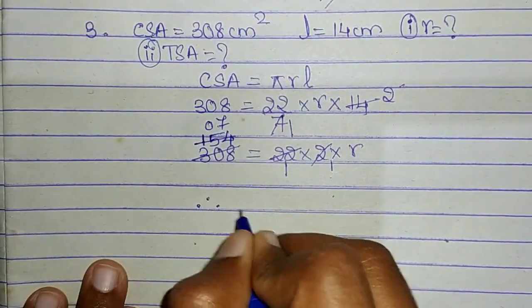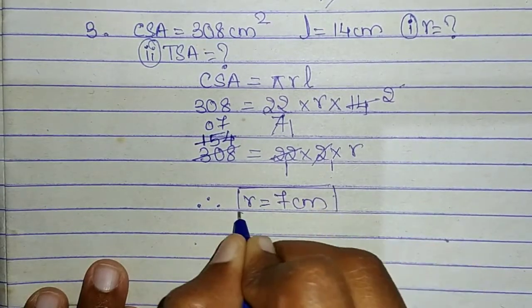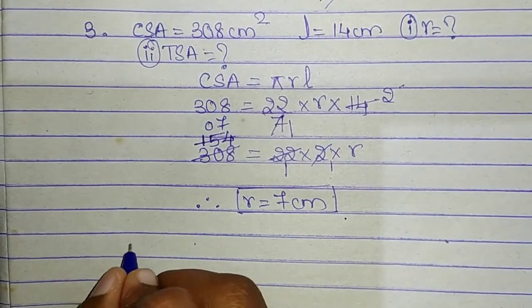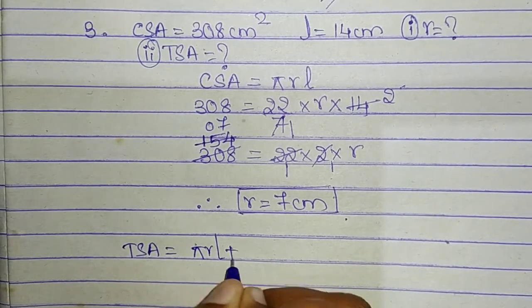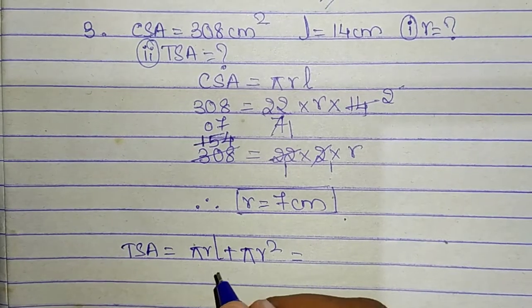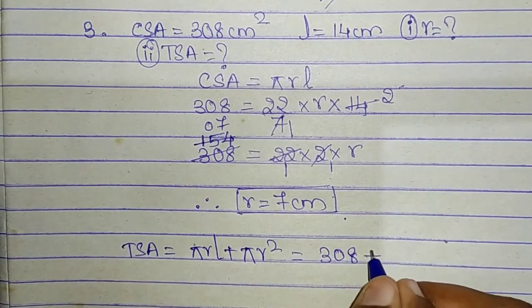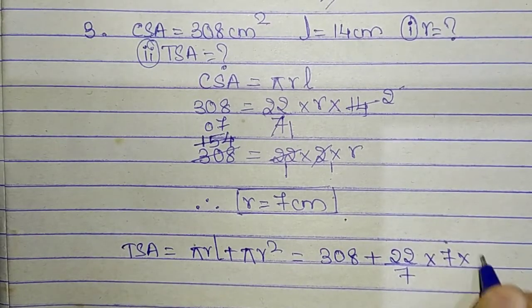Therefore radius is equal to 7 centimeter. This is the radius of the cone. We got our first answer. Now to find the total surface area, TSA is equal to pi RL plus pi R square. Pi RL, that is the curved surface area, we know it is equal to 308 centimeter square, plus pi R square, 22 by 7 into 7 into 7.